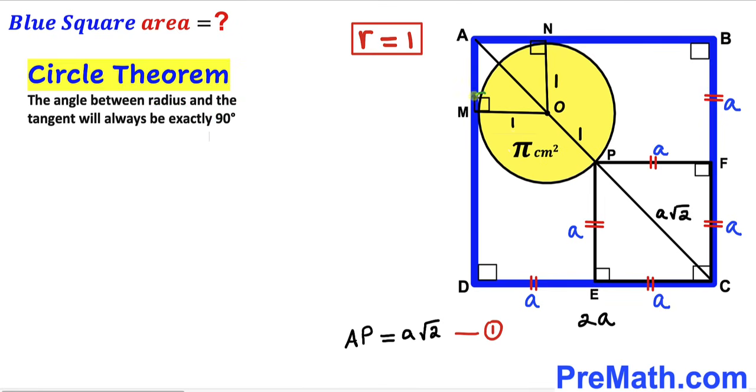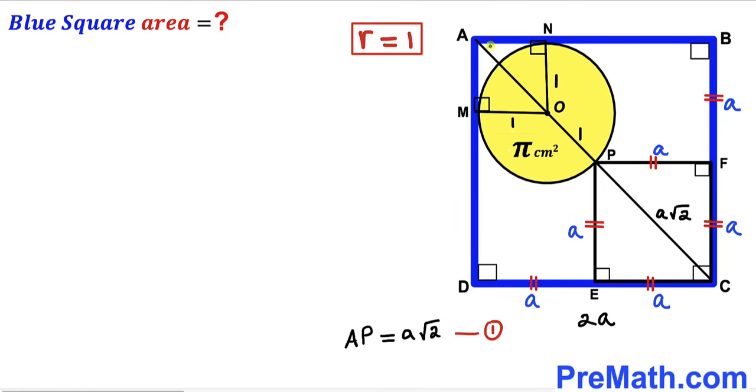So no wonder these angles are going to be 90 degrees each, since these are our radii and these are our tangent lines. So therefore we can see that AMON is a square. So we conclude that this segment AM is going to be 1, and likewise this segment AN is going to be 1 as well.